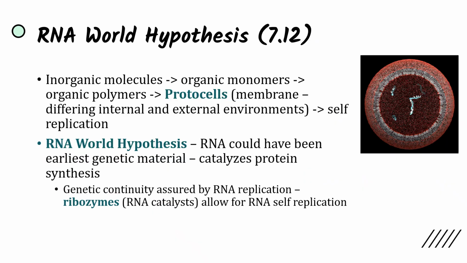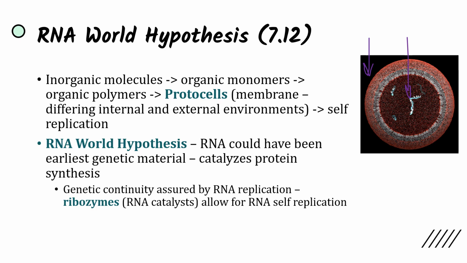And so when we went from inorganic molecules to organic monomers and then organic polymers, we eventually reached protocells, which were just membranes, essentially. They had a membrane differentiating the internal and external environment, and so they were not necessarily cells with any specific components, but membranes were formed, and then after that arose self-replication.